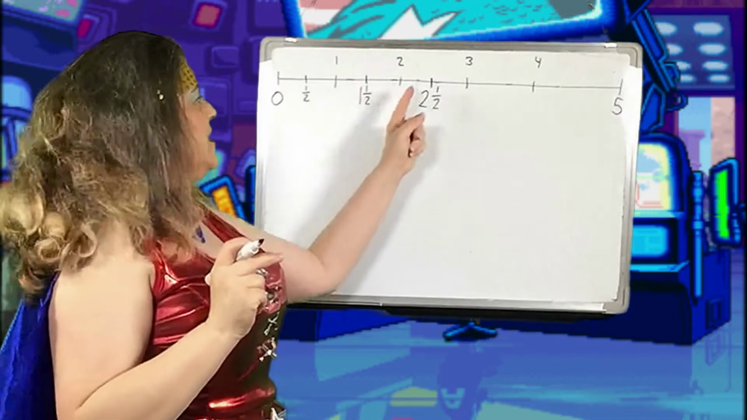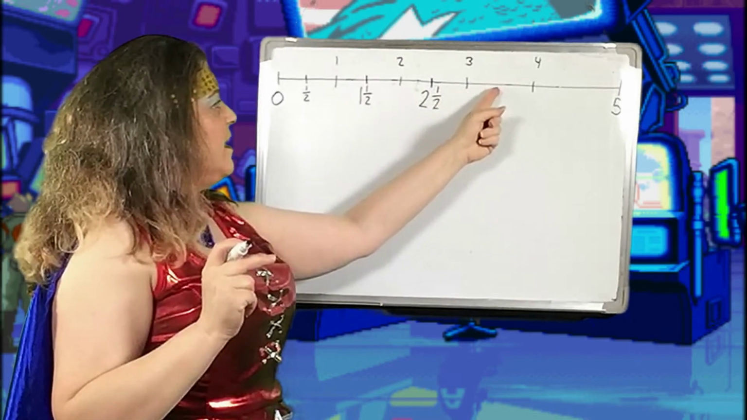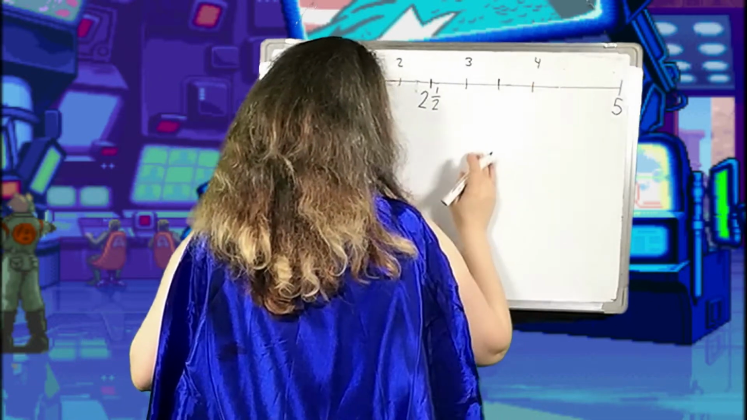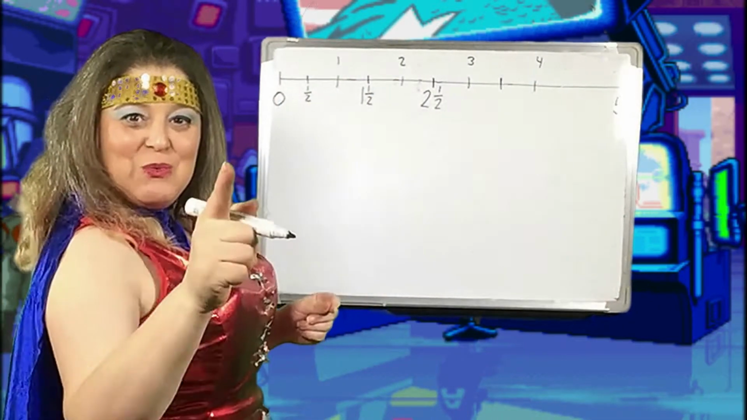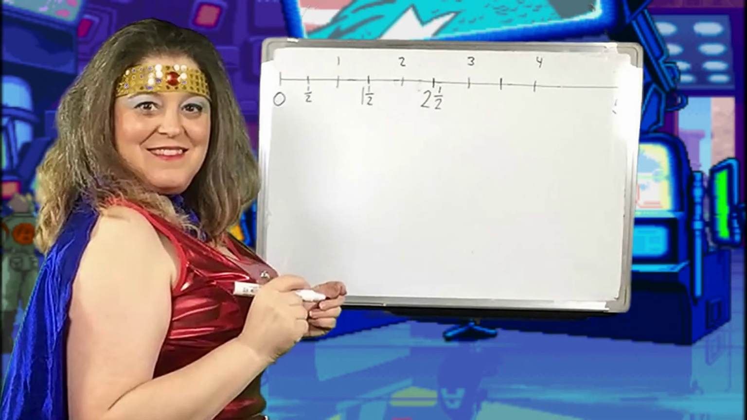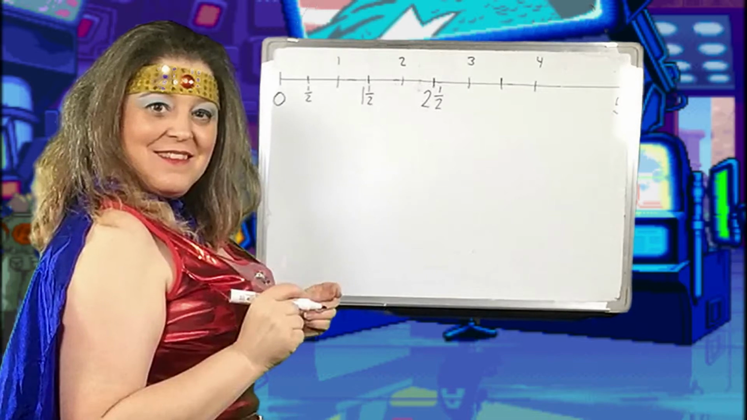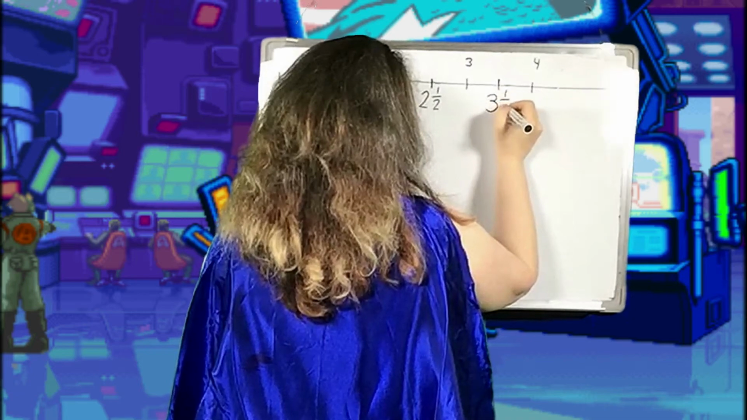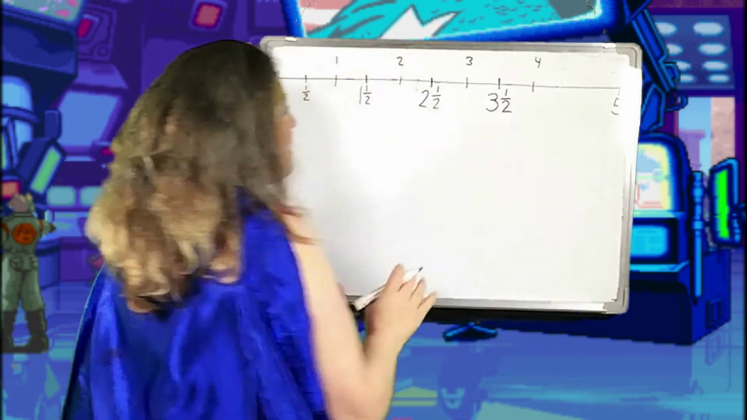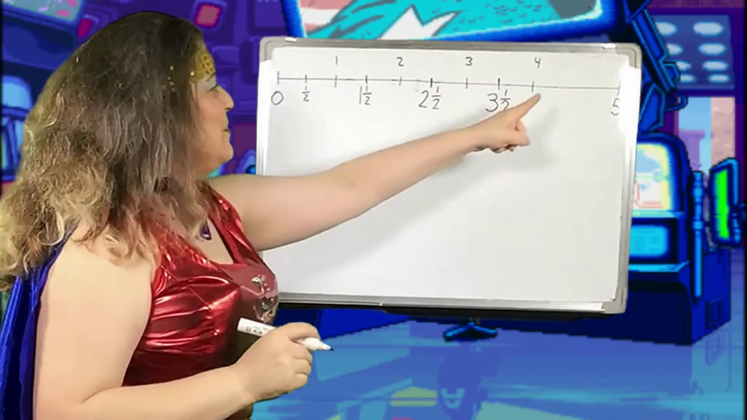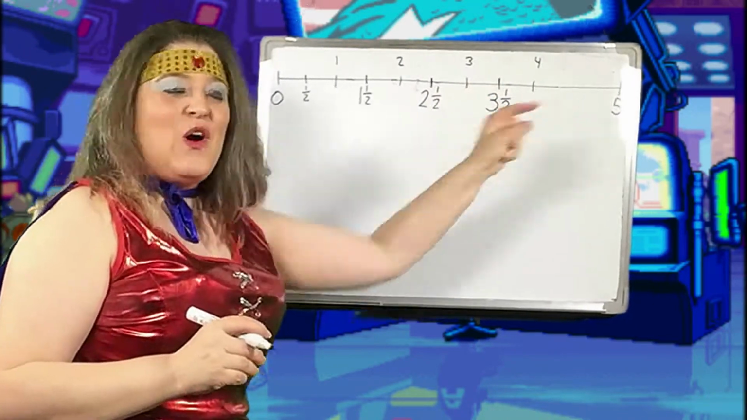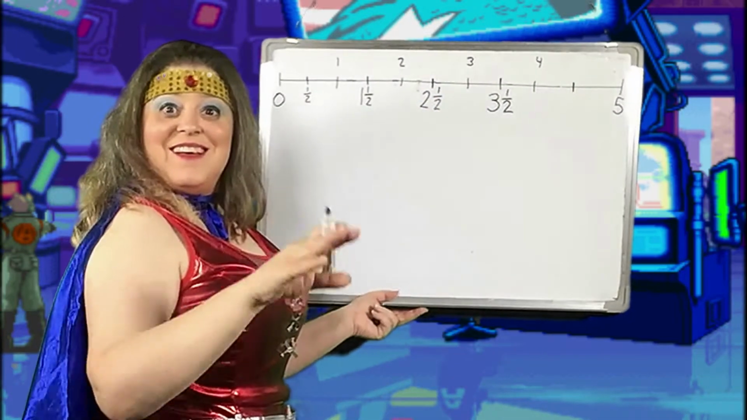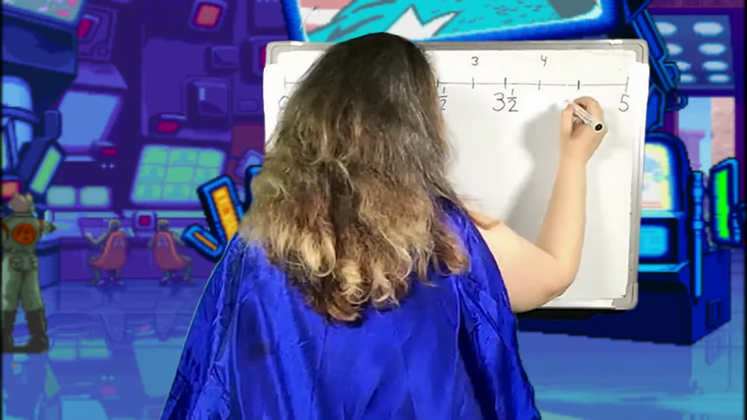Okay. Let's go here past the 3 and mark the middle number between the 3 and the 4. What fraction would that be? Very good. 3.5. Okay. Right here in the middle, between the 4 and the 5. What? Ooh! That was fast! You already got it! Well done!